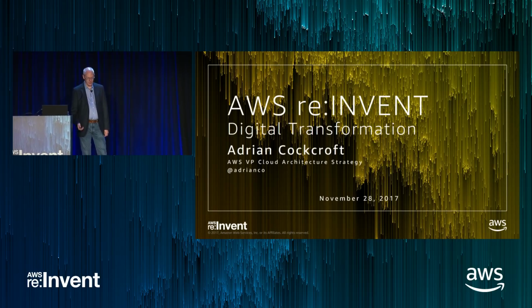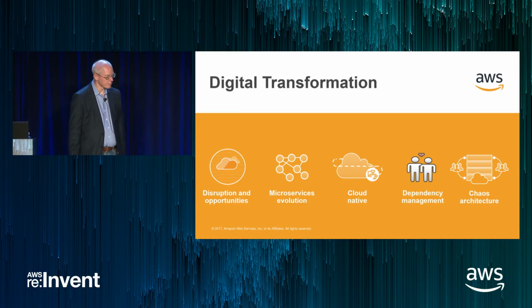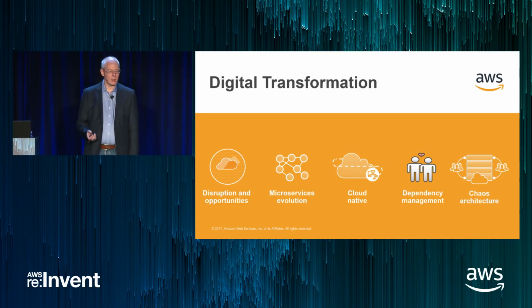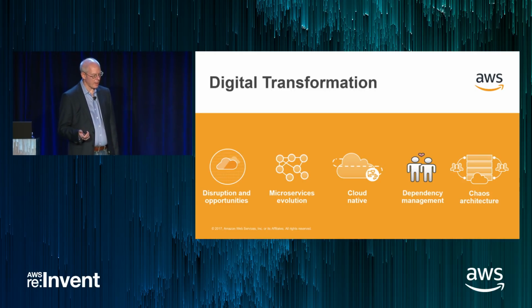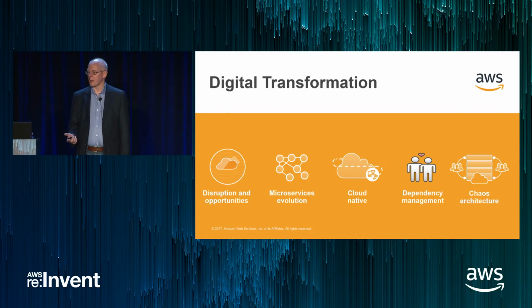So I'm going to go through a whole bunch of things today, and I've really got 5 different topics that I'm going to segue through. First, talking about disruption and the opportunities that brings. And then the evolution of microservices, how we've gone from monoliths through microservices into serverless. The cloud-native architectures, what those look like, how we think about the principles of cloud-native. And then talk about dependency management, also known as lock-in, but I think dependency management is the right term to use nowadays. And at the end, I'll talk about chaos architecture. I think this is a topic you're going to hear more and more about, particularly through into next year. It's starting to bubble up as an interesting topic. So that's what I'll cover.